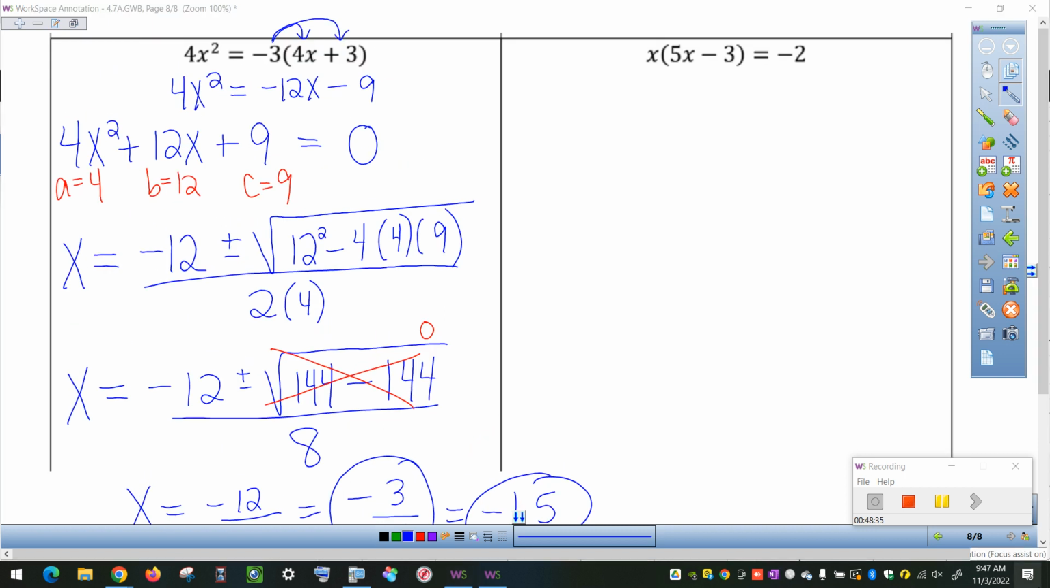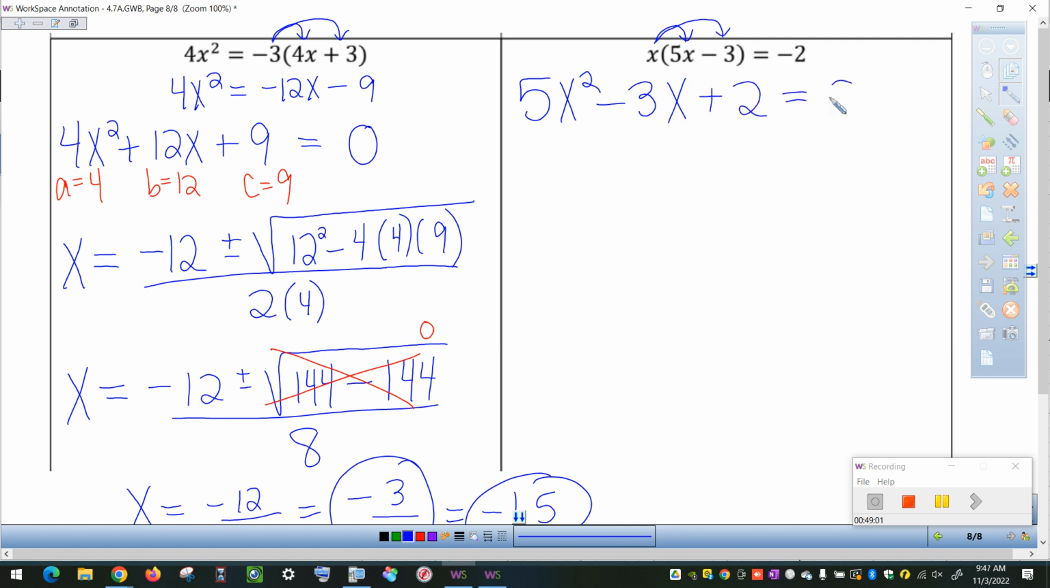Now, it's kind of like the one that we did before, where we need to get it in the right form first. When we do x multiplied by 5x, it's going to turn into 5x squared. X times negative 3 is negative 3x. And then I don't want that negative 2 on the other side, so I'm going to add 2 to both sides. Now it's equal to 0.